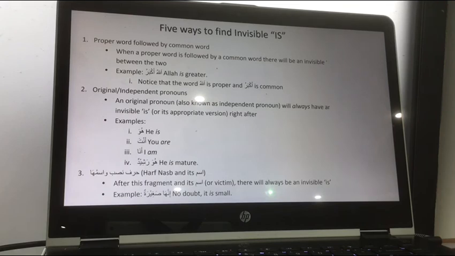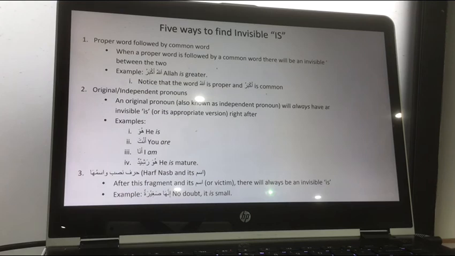Allahu Akbar. Allah is a proper word, it's the name of our Lord Allah. Akbaru is a common word. So one proper word followed by a common word. That's why in between we say "Allah is great." There's no "is" in the Arabic, there are 2 words here, Allah and Akbar, which means great. But in between you put an "is" because it's one proper followed by a common.